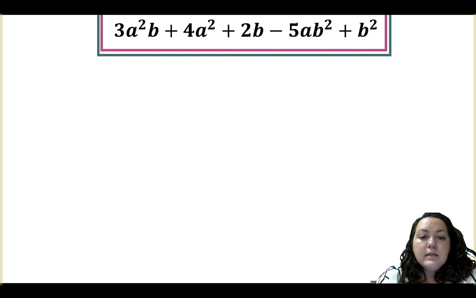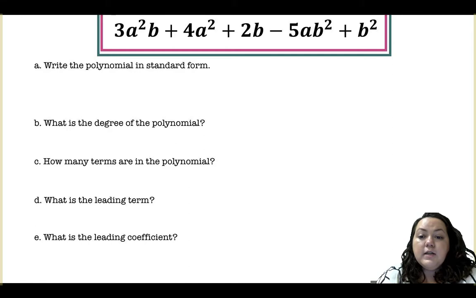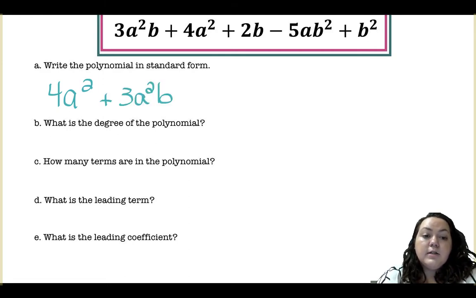Okay. So this one, I don't just have the same variable. I have a's and b's. So I'm going to have to make sure it's in alpha order first. When I put it in standard form, I am going to go a, just a by itself. The only just a's that I have are 4a to the 2nd power. And then I'm going to go a's with b's, and I'm going to put them highest degree first. So I have a 3a squared b, and then I have a negative 5ab squared. Since I'm going in alpha order, a, the biggest degree, is going to go first. So 3a squared b, and then negative 5ab squared.